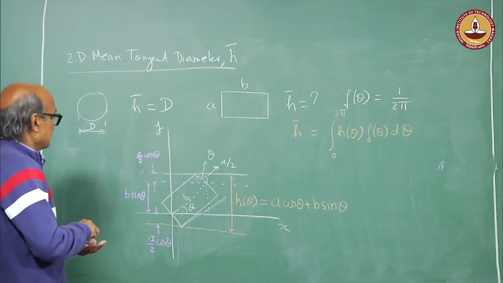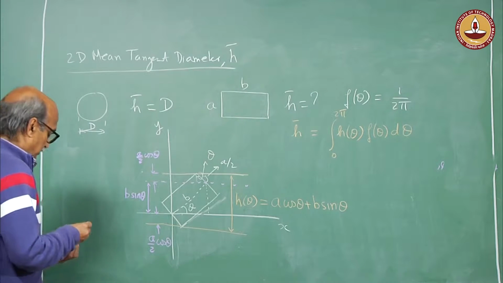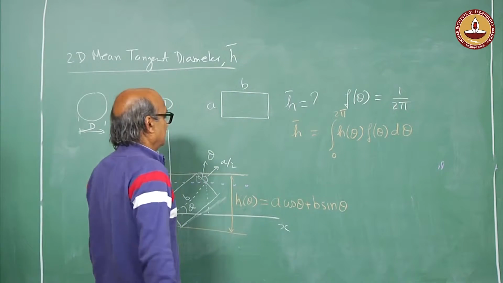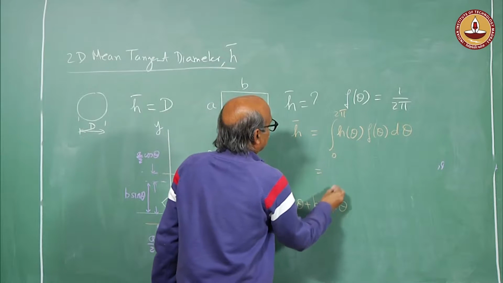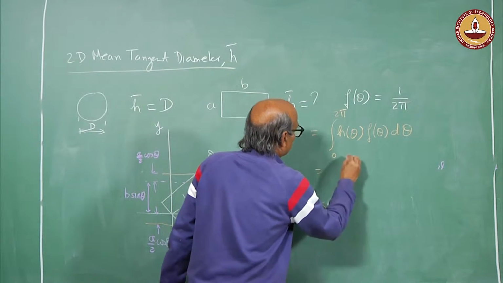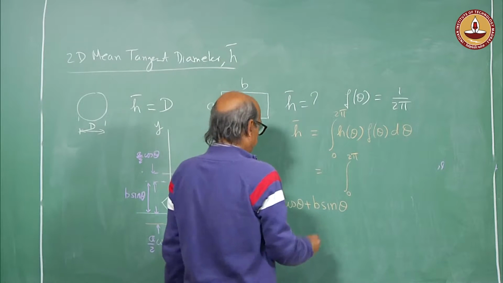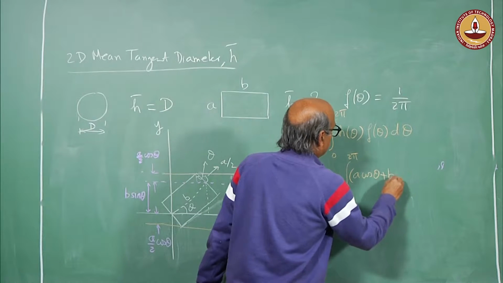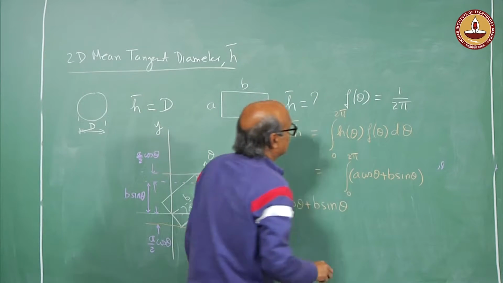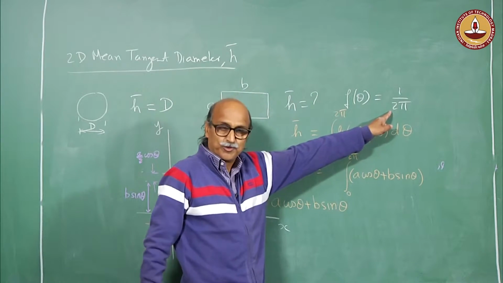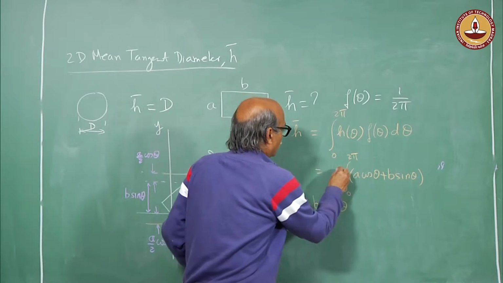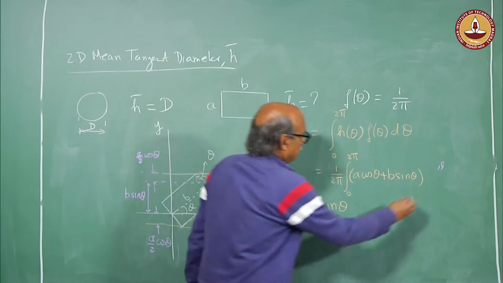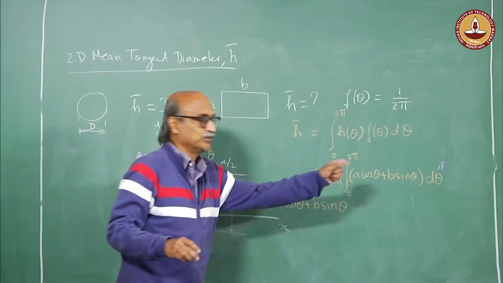Okay. So, now if I continue with this integration, this would become the integral from 0 to 2 pi. Instead of h theta, now I can write a cos theta plus b sin theta, and instead of f theta I put 1 upon 2 pi, 1 upon 2 pi being a constant, I take it out of the integral, times d theta. I just need to integrate this.